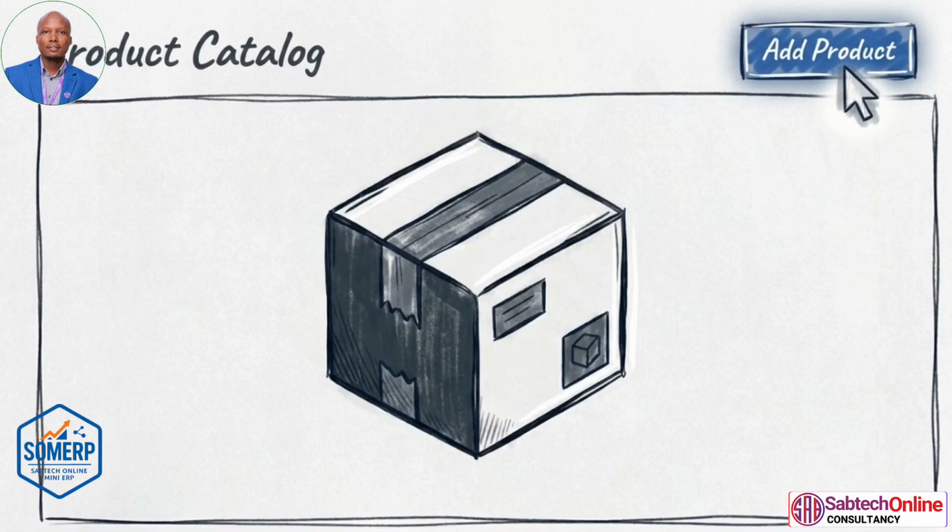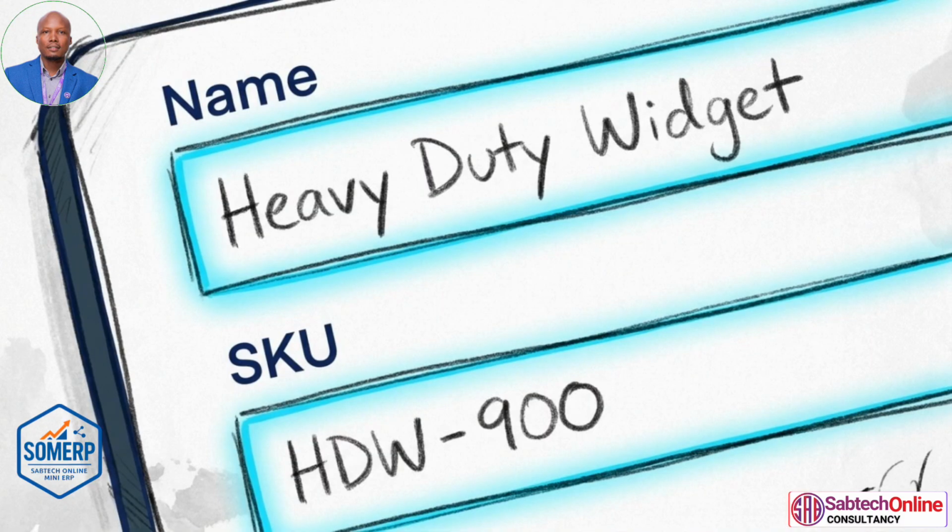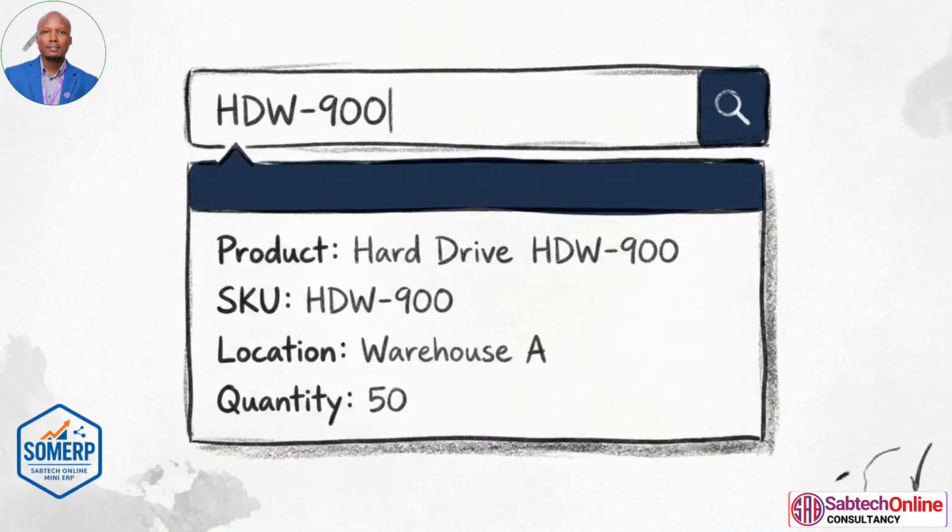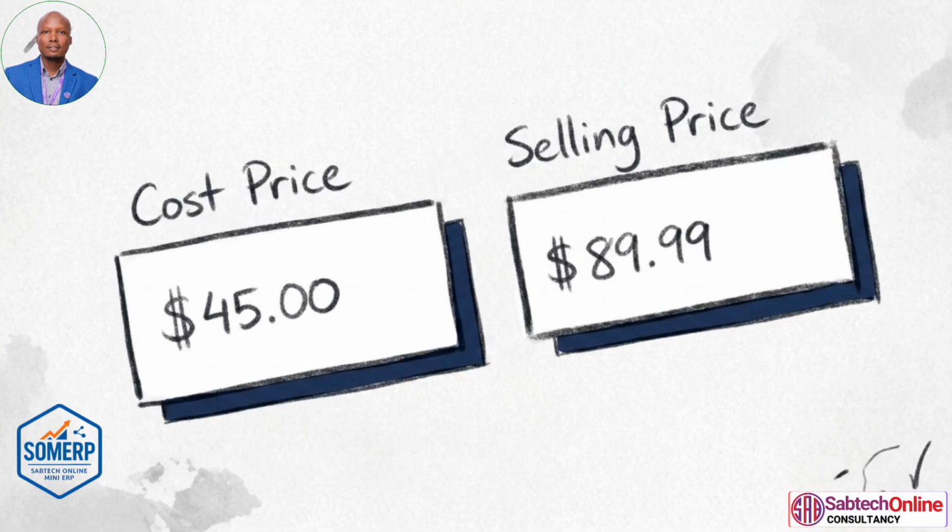Now that we have a place to put things, let's add something to sell. Under Master Data, click Products, then click Add Product. Enter the item's name and its SKU, or stock keeping unit. The system requires every single SKU to be entirely unique, as this is the primary identifier for searches and ledger entries. Next, define the financials.